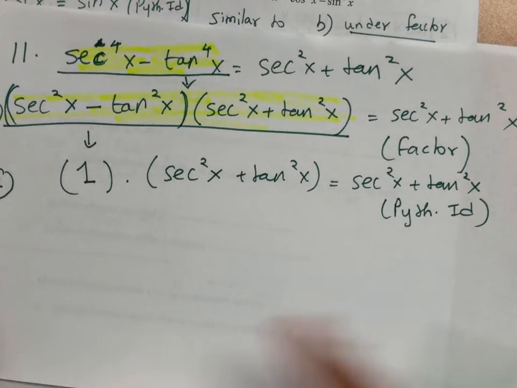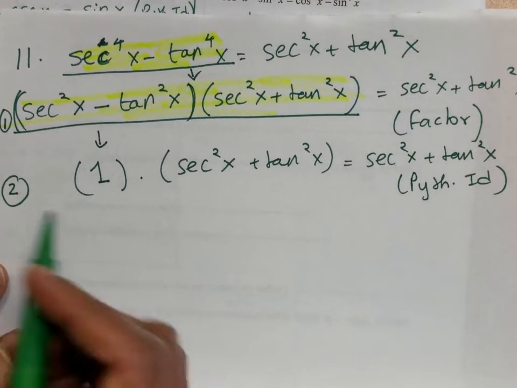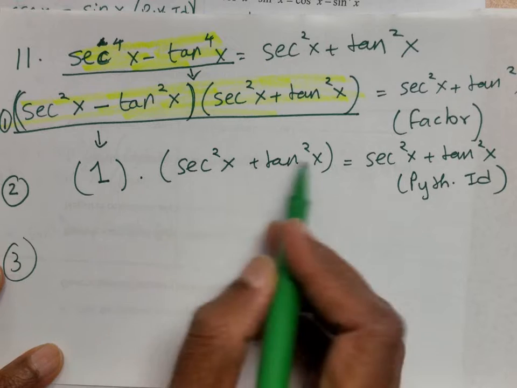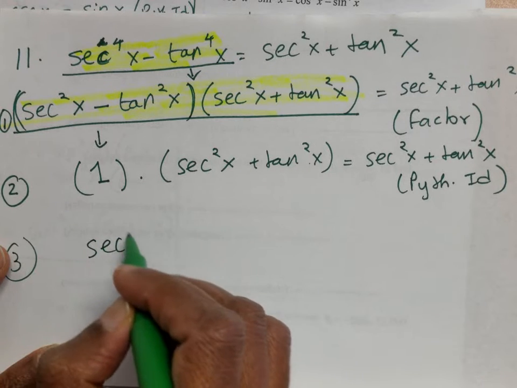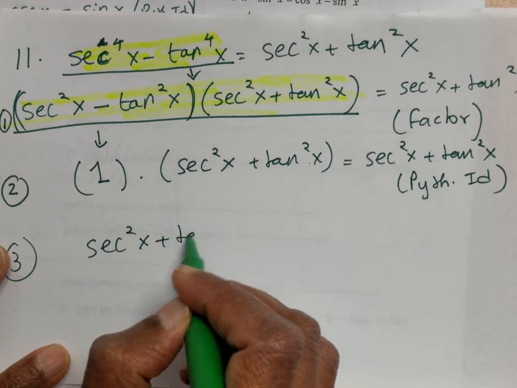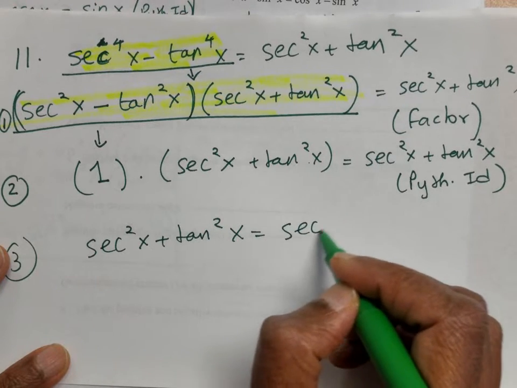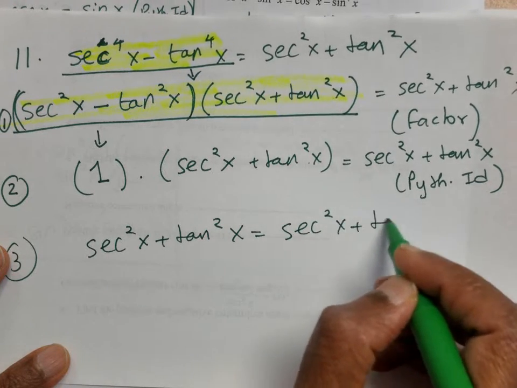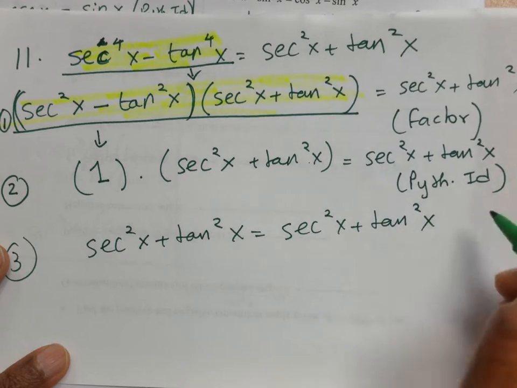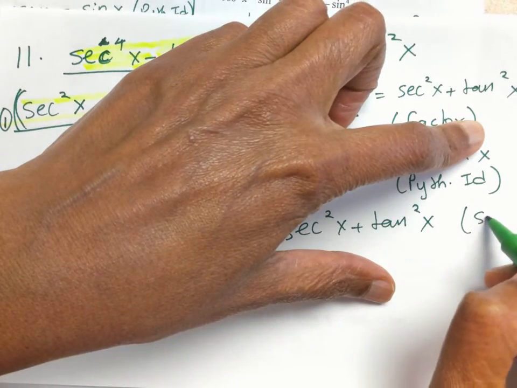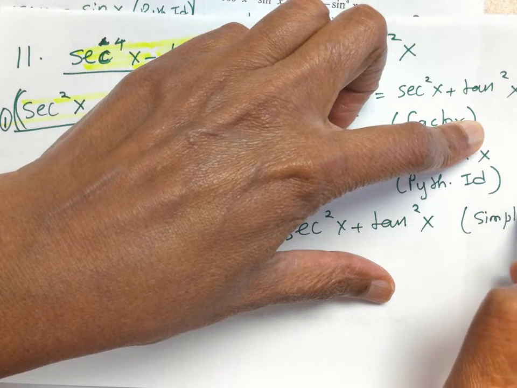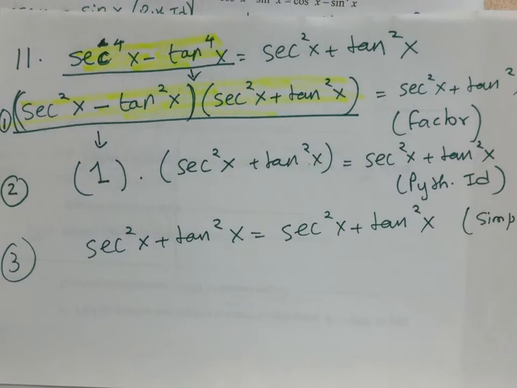And then the last step is pretty obvious, step number 3. So this we got pretty soon, the steps, because 1 multiplied by anything is just secant square x plus tan square x equals secant square x plus tan square x. Just simplify or multiply or whatever. In 3 steps I got my answer.